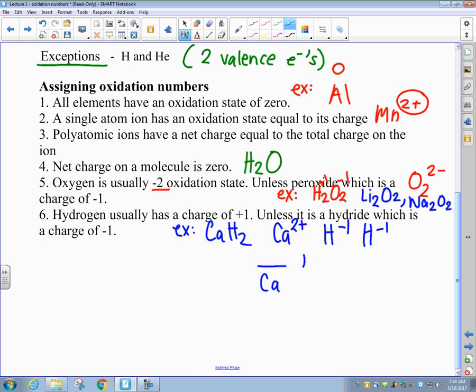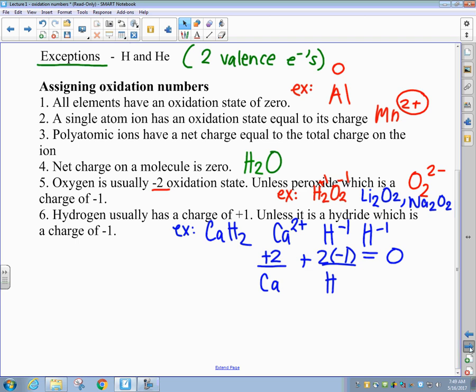So calcium plus hydrogen, 2 times its oxidation state equals 0. We know calcium only has one oxidation state, which is +2 if we look at the periodic table. So we know this is +2, and 2 times this has to equal the net charge of 0. So this must be a -1 charge, which is a hydride.